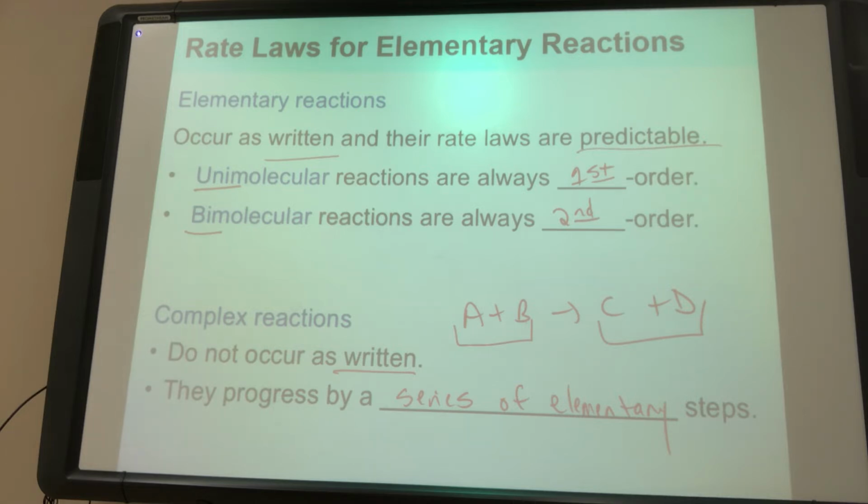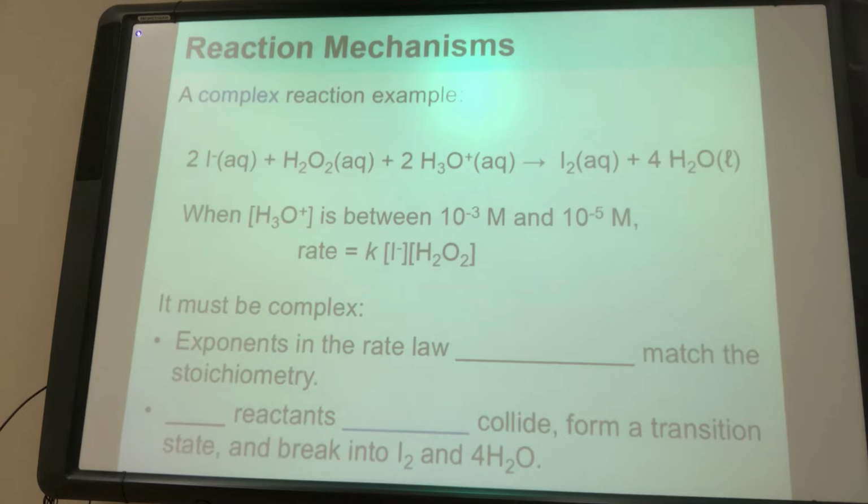So let's look at an example. So here's a complex reaction. We've got 2 I⁻ reacting with H2O2 and 2 H3O⁺ to make I2 plus 4 H2O. And they're going to tell me that this works when my concentration of H3O⁺ is between 10 to the negative third molar and 10 to the negative fifth molar. And here's my rate law. So they gave me my rate law.